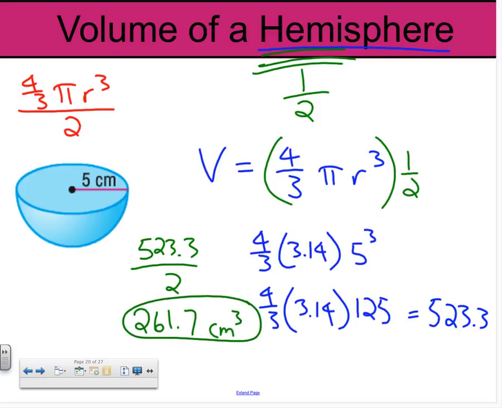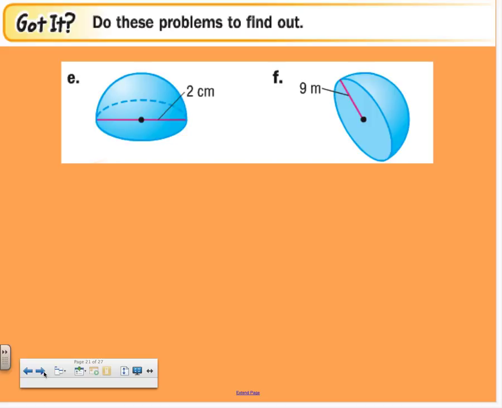So the only difference between finding a sphere and a hemisphere is that when we're finding a hemisphere, we have to take our regular answer and divide it by 2. Go ahead and try the got it at the top of the next page.